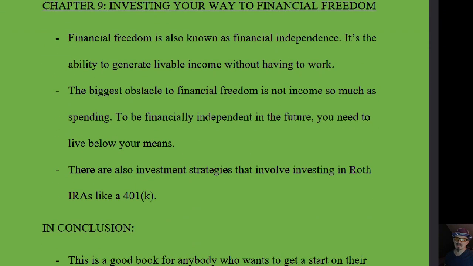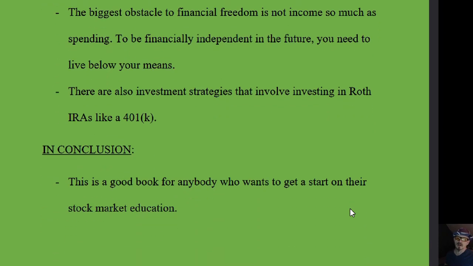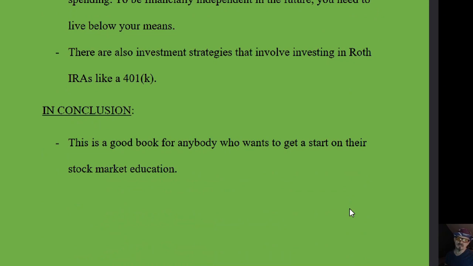Chapter 9, Investing Your Way to Financial Freedom. Financial freedom is also known as financial independence. It's the ability to generate livable income without having to work. The biggest obstacle to financial freedom is not income so much as spending. To be financially independent in the future, you need to live below your means. There are also investment strategies involving a Roth IRA, or like a 401k.